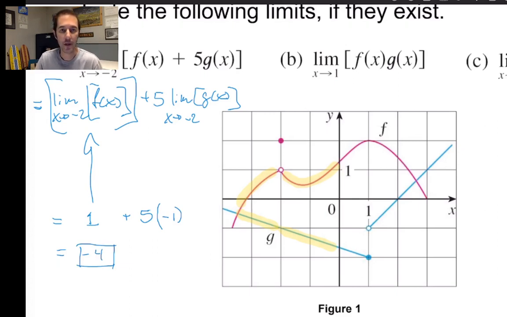Perfect. So just taking a quick look, double checking my work. On f of x, we were at positive 1. On g of x, we have a y value of negative 1. We did the multiplication, we added, looks good. In part b, our x value is heading toward positive 1.